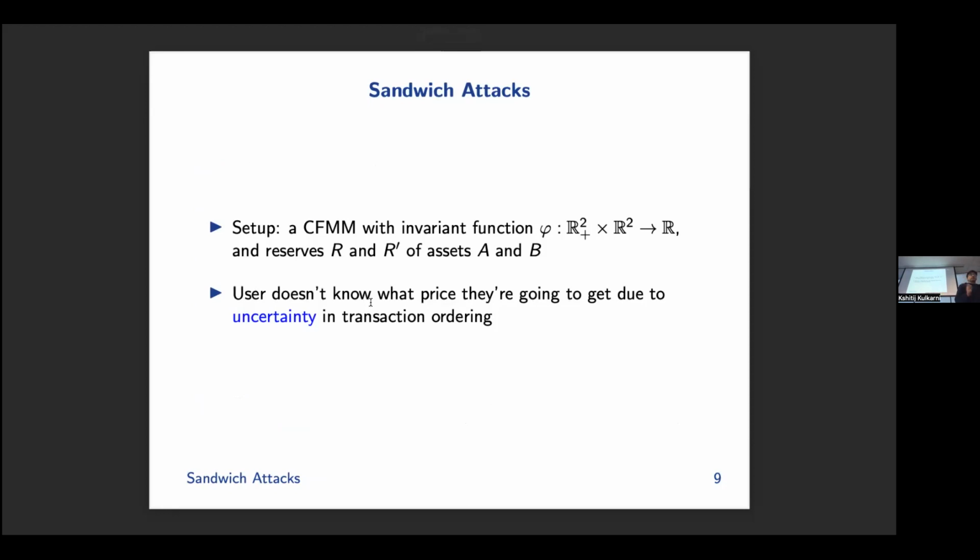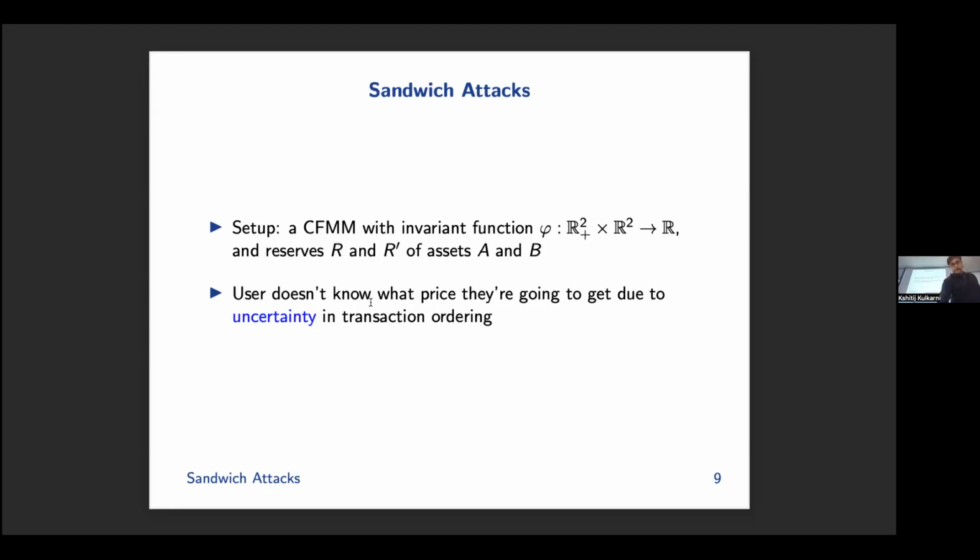The crucial thing to note in the way that these exchanges work in practice is that the user, before submitting a trade, doesn't know the exact price that they're going to get, due to uncertainty in transaction ordering as a result of other users that might be present in the system.